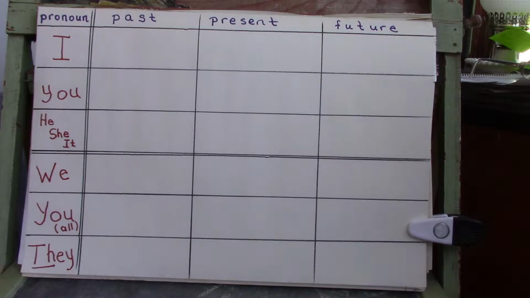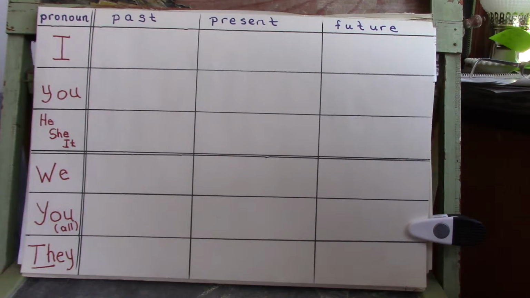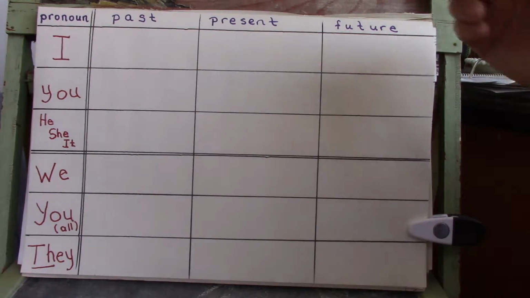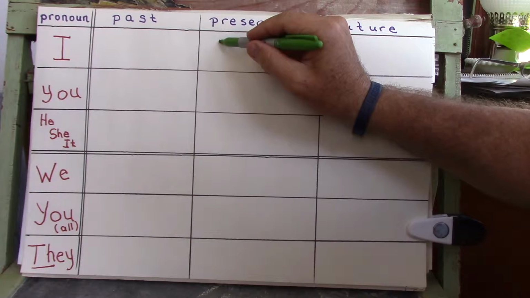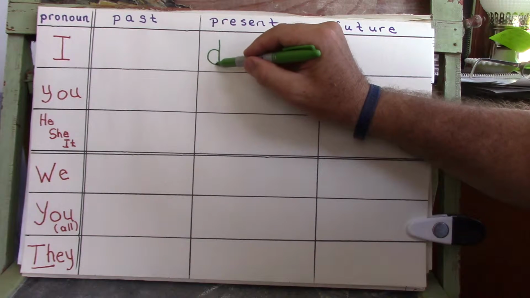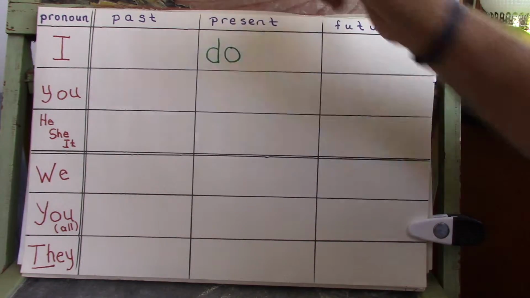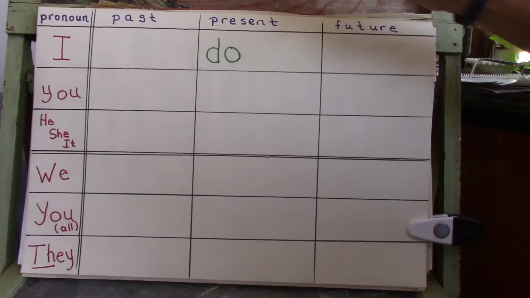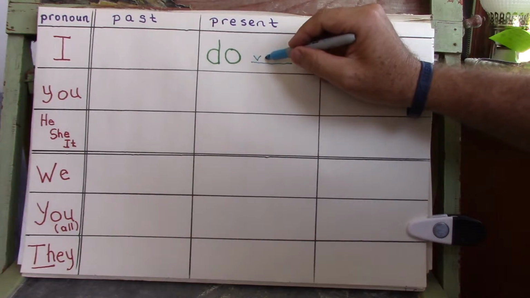Now we want to look at verbs. With English, we use auxiliar verbs, and for present, we use the auxiliar do, D-O, do. And then we use the verb in infinitive, any action verb.